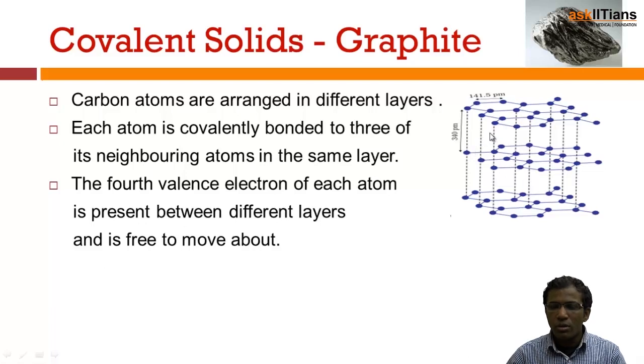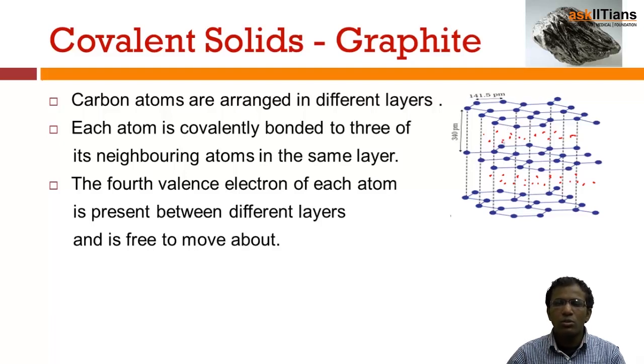So each carbon has 4 valence electrons, but each carbon is only forming 3 bonds. So one electron is free to move, and these electrons move freely in between the layers. So here the fourth valence electron is free to move between the layers, okay. And you can see, so what is the type of attraction that holds these layers together?